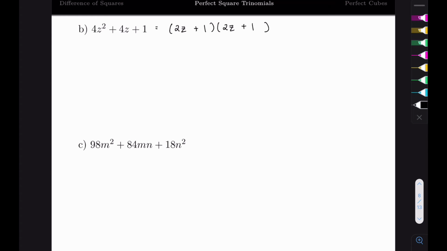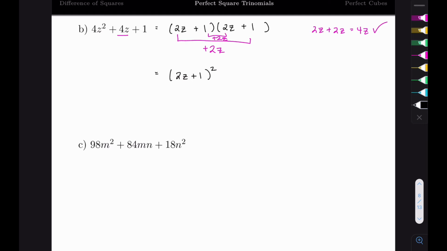And now we'll check. The outer term gives us positive 2z. The inner term also gives us positive 2z. And adding those together gives us exactly the middle term that we want. So this factors really nicely into 2z plus 1 to the second power.